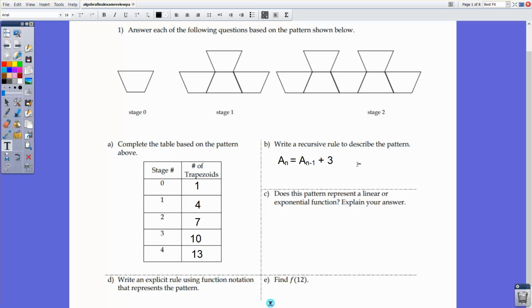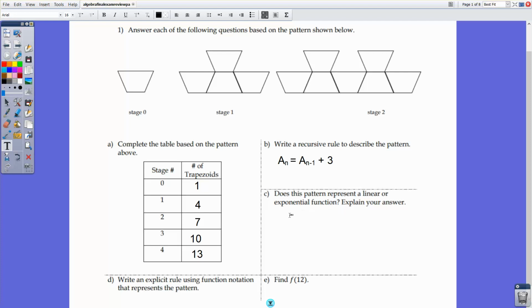You also can say, for a recursive rule, our starting value, and then we're going to add 3 each time. That's kind of more like an explicit rule, but you also could say that as well. But this is an official recursive rule to explain this pattern. So we use the current term is the previous term plus 3.